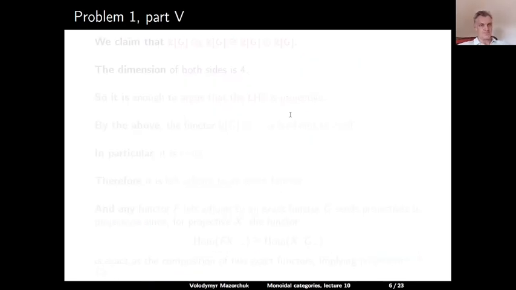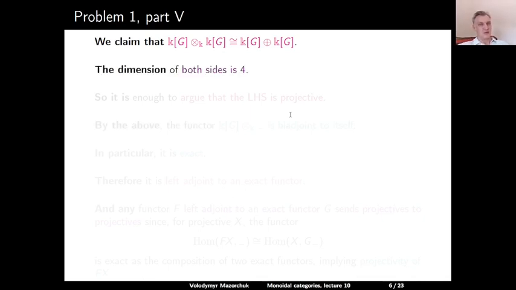tensor category. Next, we need to discuss the tensor product of the projective cover P with itself. In other words, we need to discuss the tensor product of the regular G module with itself. And the claim is that this is isomorphic to the direct sum of the regular G module with itself. Note that the dimension on both sides is 4. So 2 times 2 is equal to 2 plus 2.